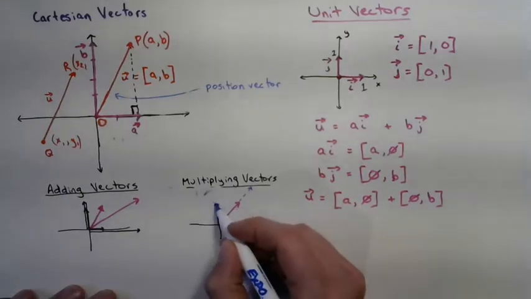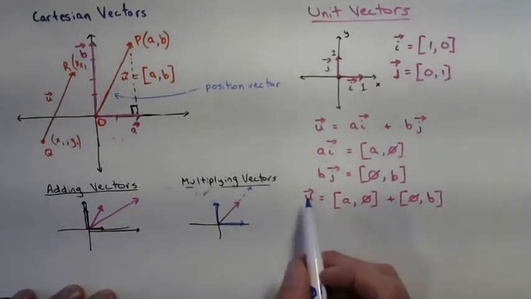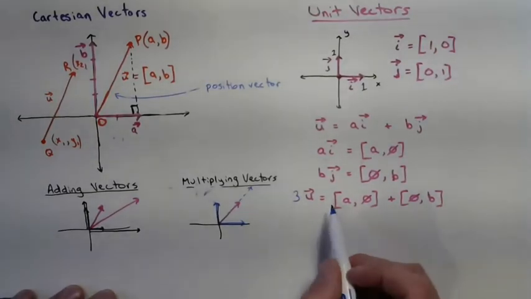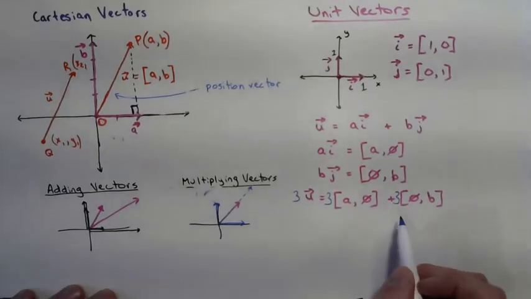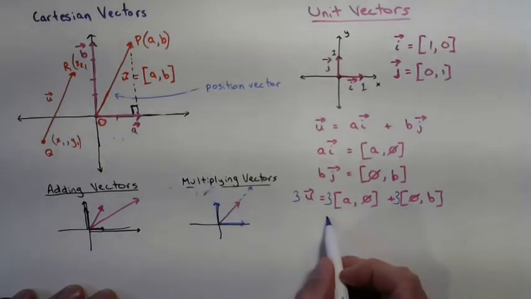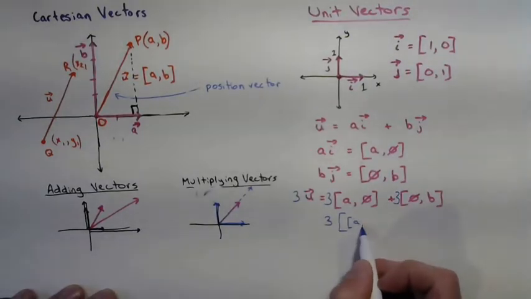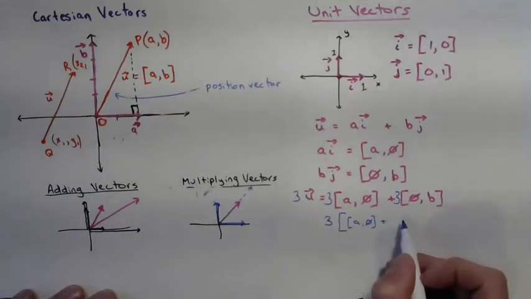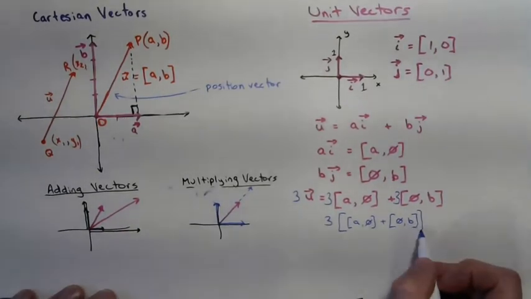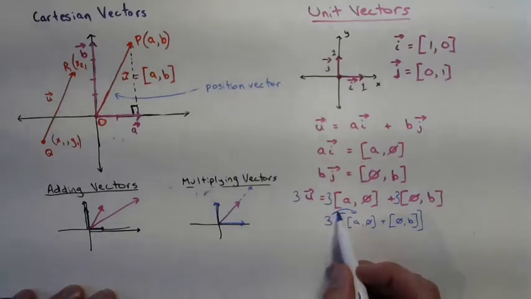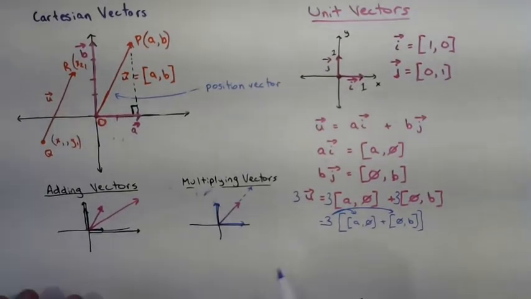Sorry, it looks more like that. And then you're going to multiply that. They look like this and this. So if I wanted, for instance, 3u, all I would need to do is take 3 times its horizontal component and 3 times its vertical component. Really what I'd be doing is taking 3 times <a, 0> plus <0, b>, and then distributing my scalar multiple of 3 to both of those vectors.